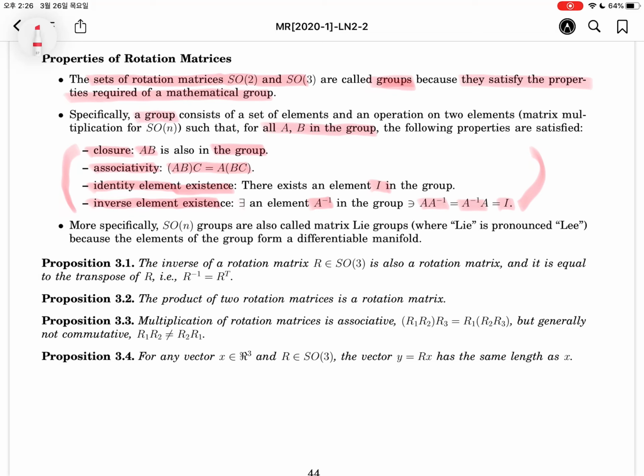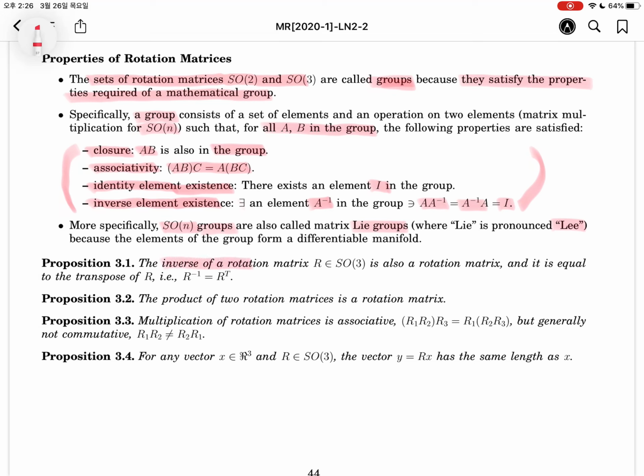Especially here, SO(n), SO(2) or SO(3). The SO(n), n-dimensional SO groups, are also called matrix Lie groups. It should be pronounced as Lie. The Lie group is the SO(n) groups here. Okay, we have the four propositions here.